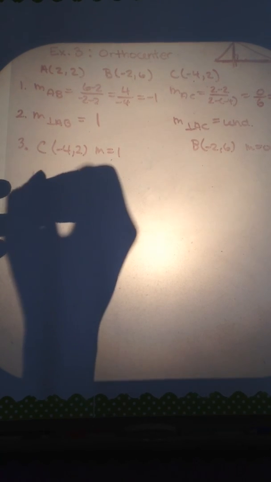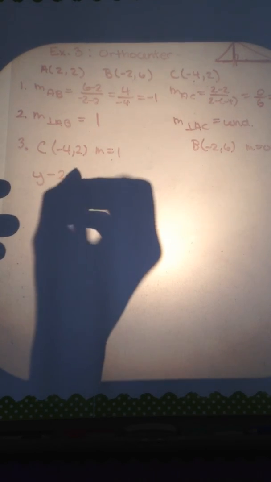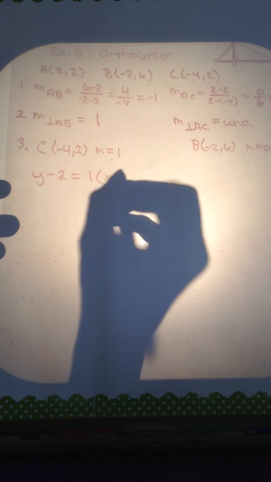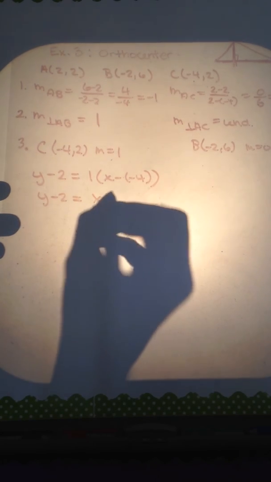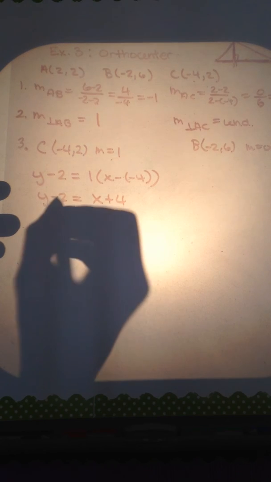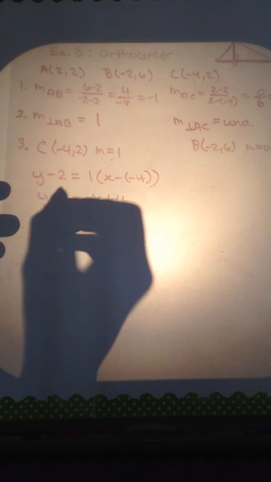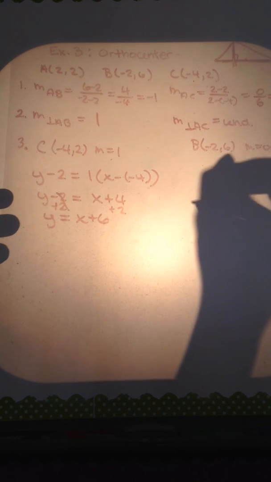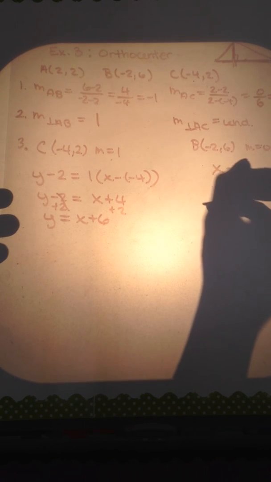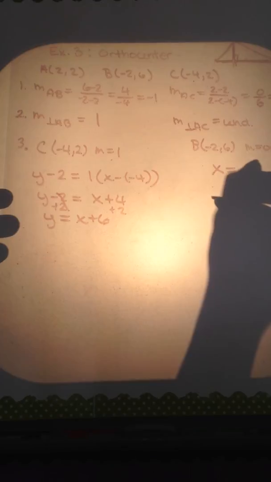And so now I do y minus y1 equals slope times x minus x1. So y minus 2 equals x plus 4. So y equals x plus 6. That's adding 2 to both sides. And on the other side, I'm going to have an x equals negative 2.